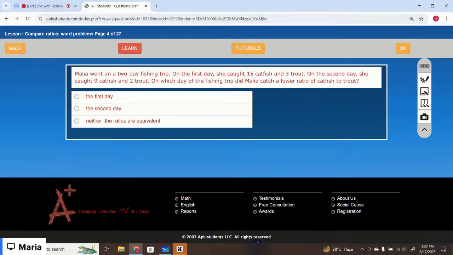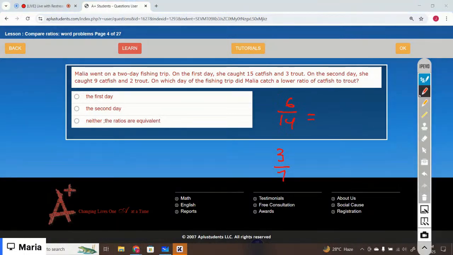Monica went on a 2 day fishing trip. On the first day, she caught 15 catfish and 3 trout. On the second day, she caught 9 catfish and 2 trout. On which day of the fishing trip did Monica catch a lower ratio of catfish to trout?